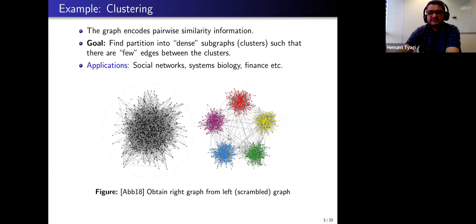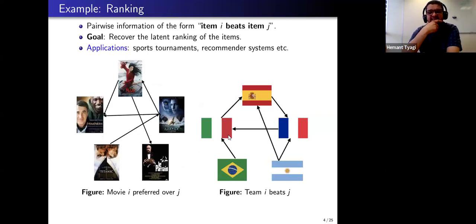Okay, so that's the first example. And the second example, which is really what I'm going to focus more on in this talk, is ranking. So here you have n items, and the pairwise information is of the form item I preferred over item J, or item I beats item J. Okay, so you're given this pairwise comparison between I and J, and then you're given information of the form I beats J or I preferred over J. And given this pairwise information, the goal is to recover the latent ranking of the items.